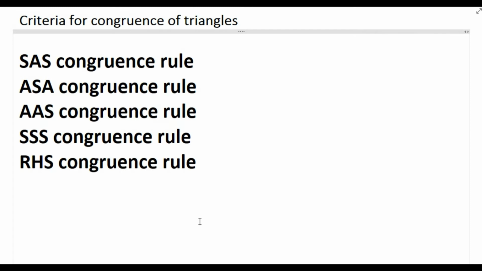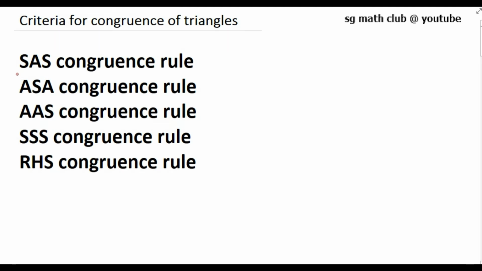In the last video, we have seen the congruence of triangles, and also we have seen that a minimum of 3 parameters are needed to determine whether two triangles are congruent or not. So here we have 5 congruence rules, and that will help you to find out easily whether two triangles are congruent or not. So these are the criteria for congruence of triangles.